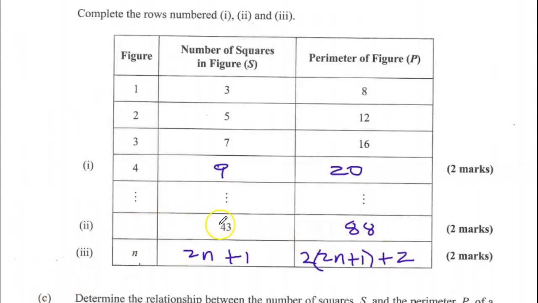So that should be it. So 43 would have doubled the figure and add 1. So this would have to be 22, right? So double 22. No, 21, sorry.